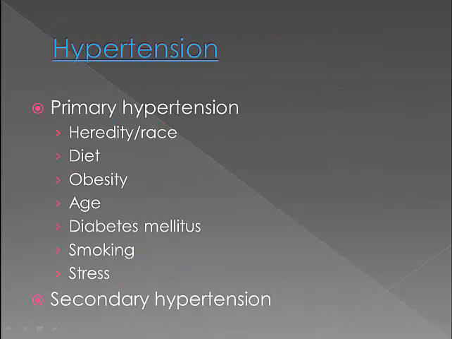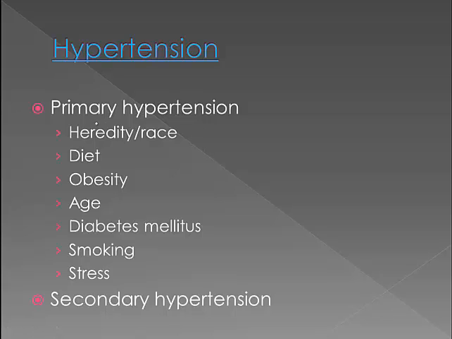So let's see the two types of hypertension we have. Primary hypertension is present in most people. In 90% of the people, it's primary hypertension. And no real cause is known, but they think some of these are the probable causes.